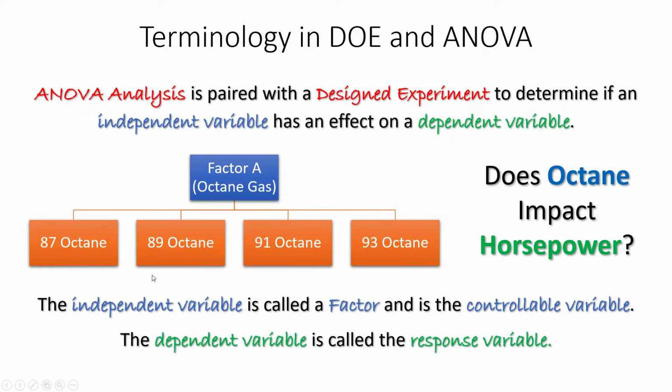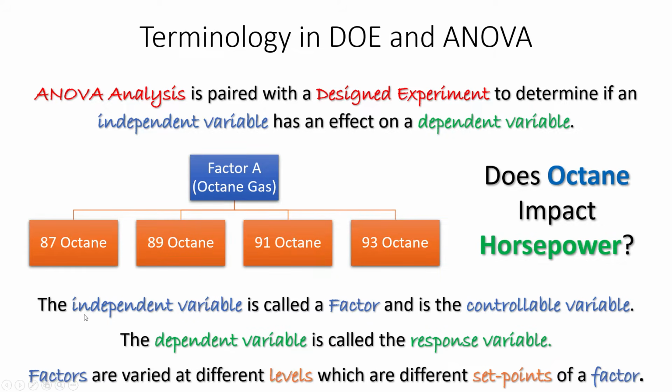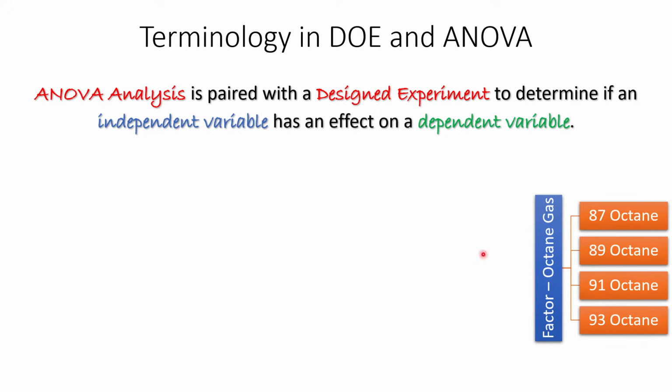And the point of the experiment is to determine if changing the octane gas, right, if the octane gas we put in our car has an impact on horsepower. Now, in all of our DOEs, usually what we do is we have a factor and we vary that factor at different levels. So this experiment has 4 levels, 87 through 93 octane gas, and essentially a level is a different set point of a factor. And so this is the way we've kind of designed our experiment. Now, we've got our experiment here. We're going to measure horsepower at 4 different octane levels.